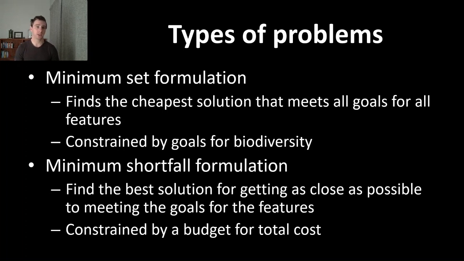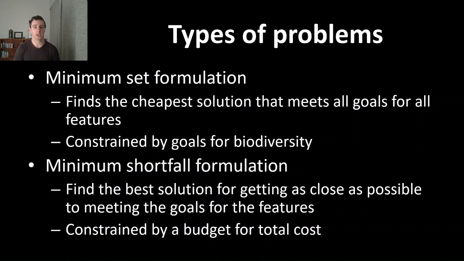If you specify a budget as part of your input parameters, then the Where to Work tool will use the minimum shortfall formulation. If you don't specify a budget, then the tool will use the minimum set formulation. The type of problem formulation used will have an influence on what priorities it will output. So I want to go over just briefly what these formulations are, how they express the potential conservation benefits with alternative schemes, and what parameters are considered.